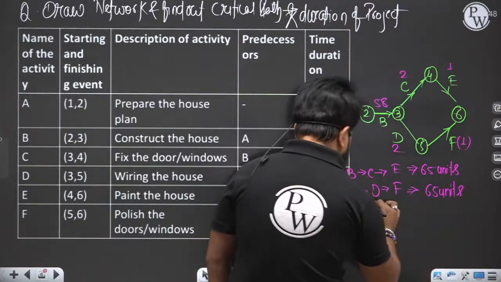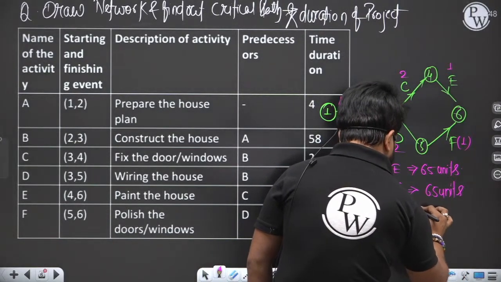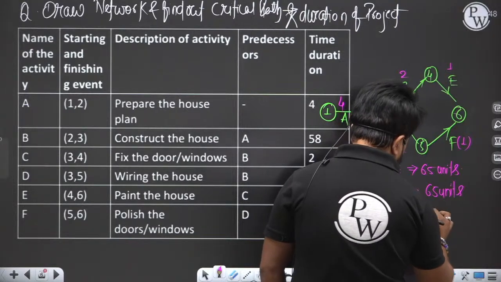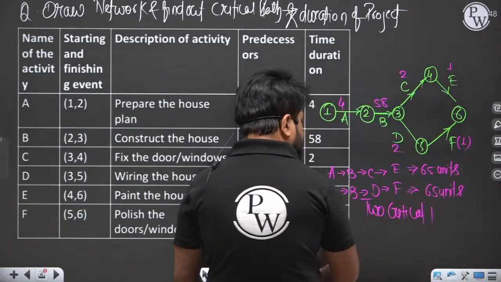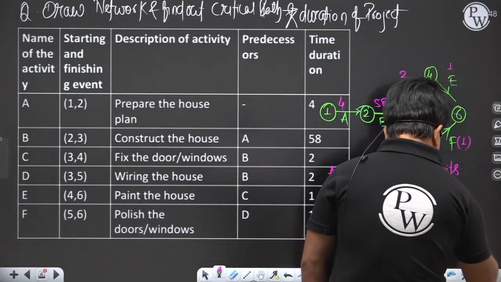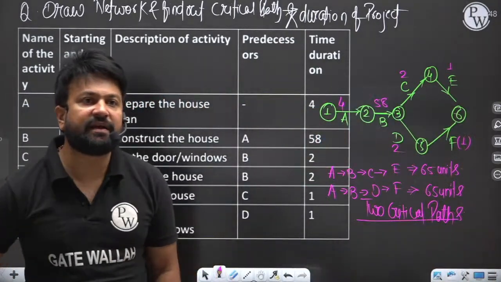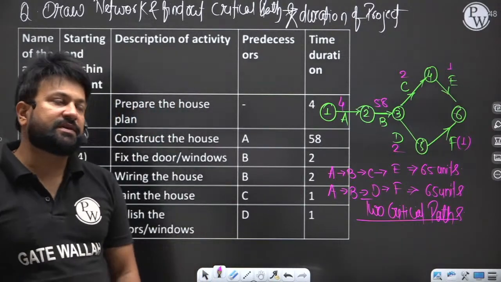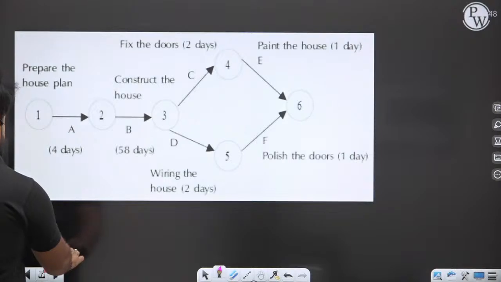So how many critical paths are there? Two critical paths. Am I clear? Is that clear? Yes or no? This is a very good question. This is the solution of this question.